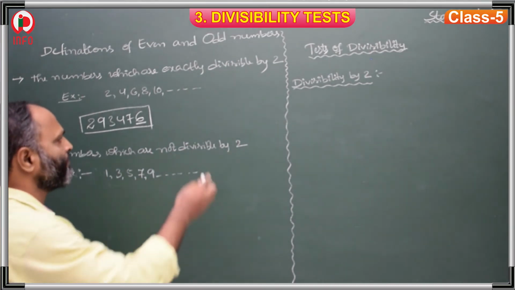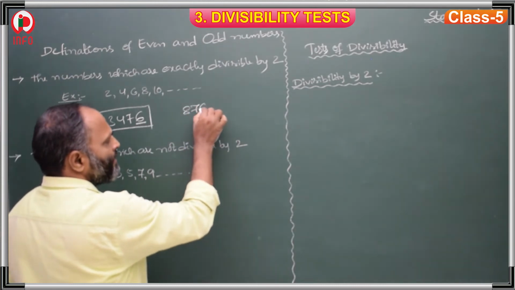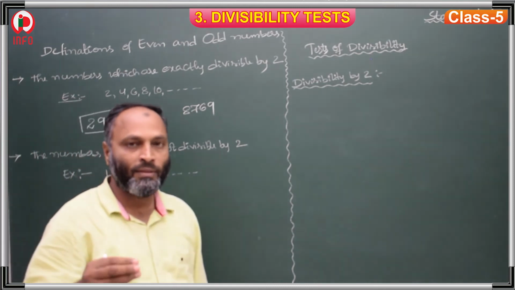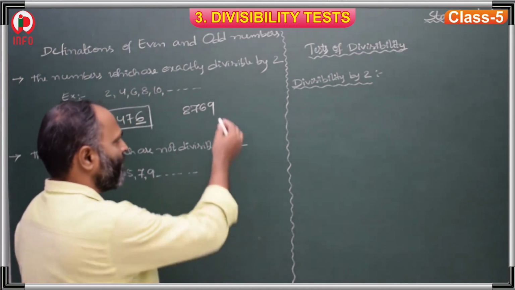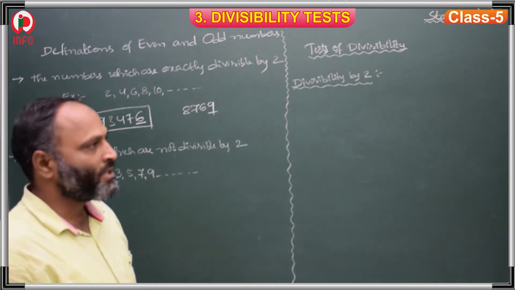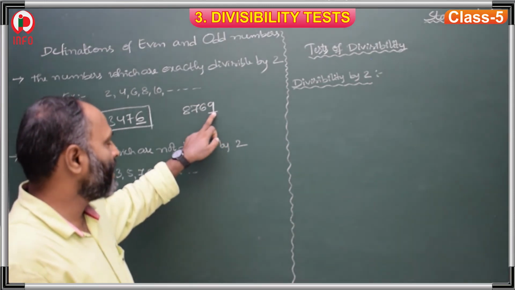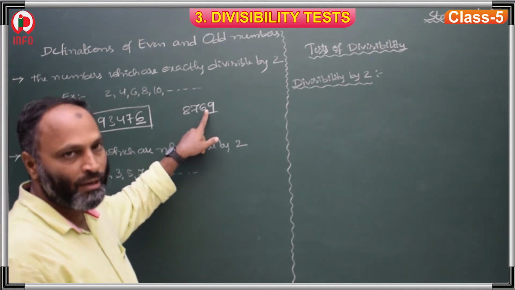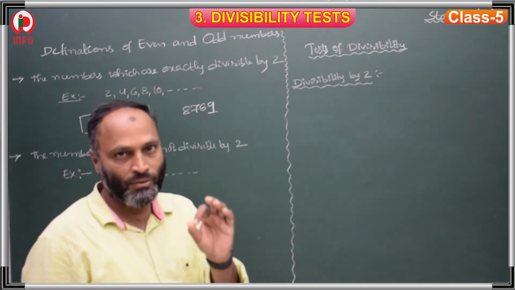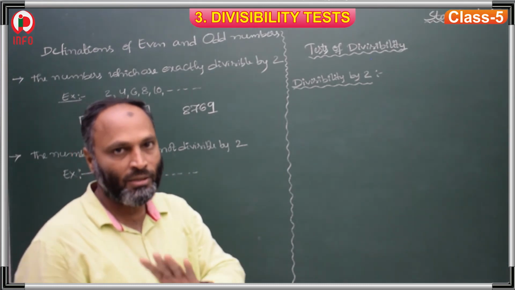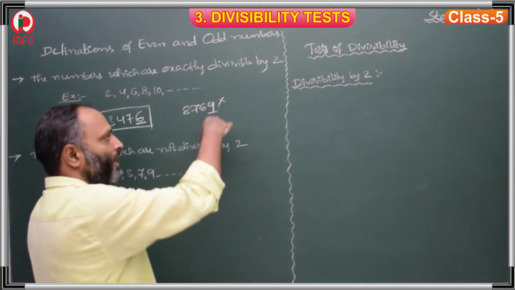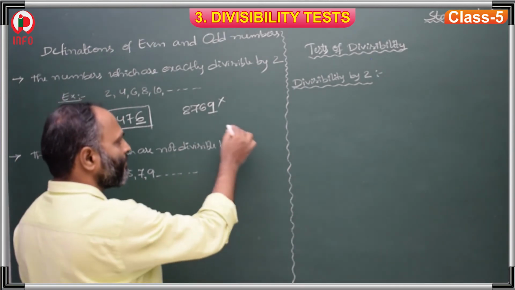In the same way, 8, 7, 6, 9. This is a number. So what is this? This is an odd number, this 9. First we have to check this ones place. What is there in the ones place? In the ones place 9 is there. 9 is not an even number. It is not divisible by 2. So it is not an even number.